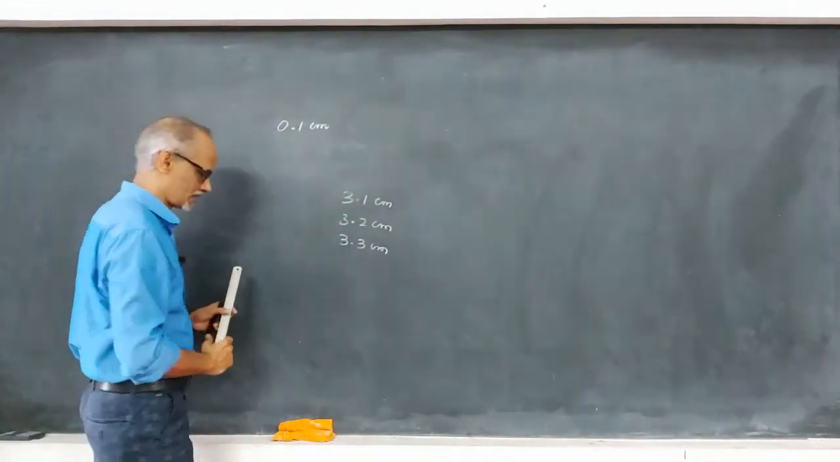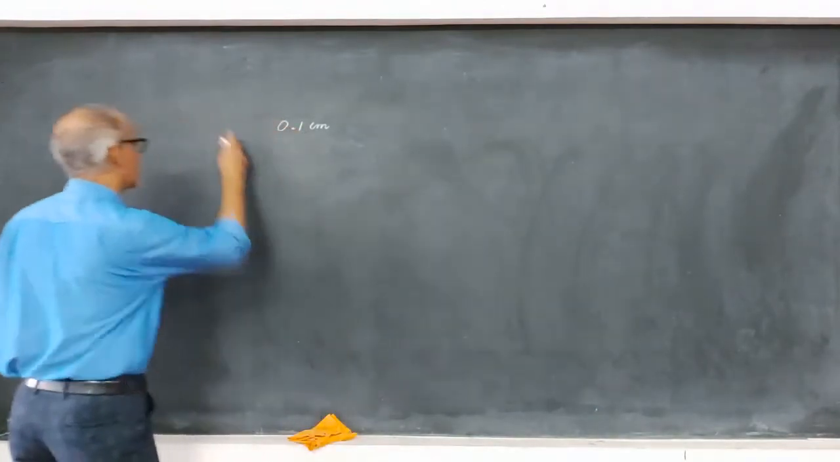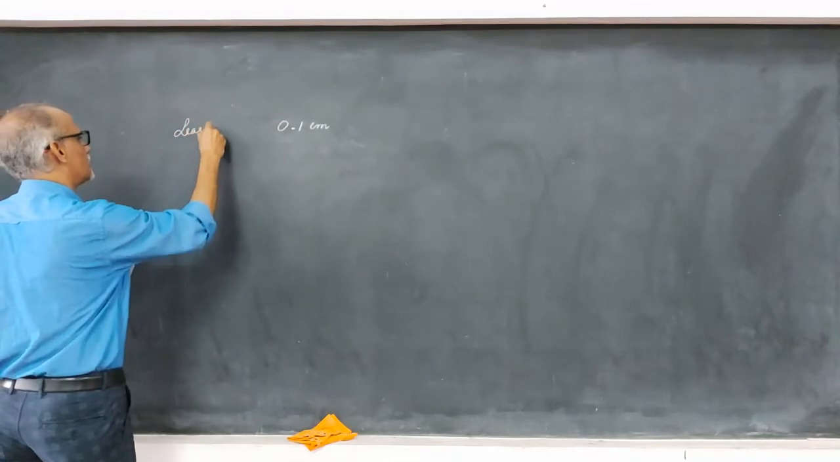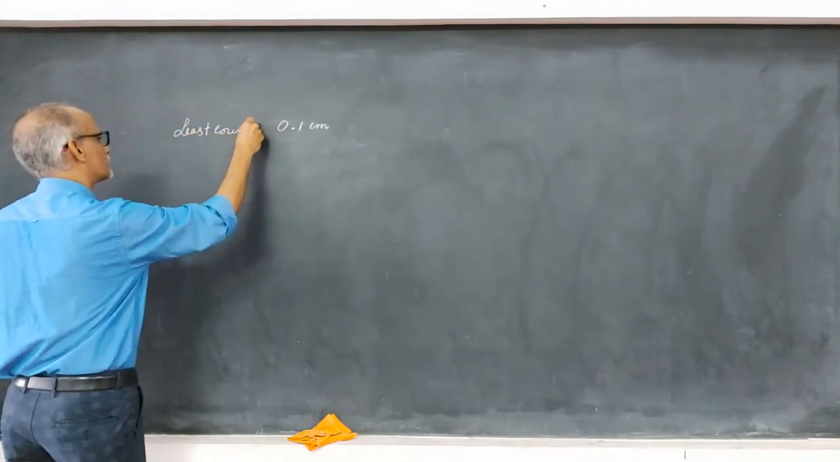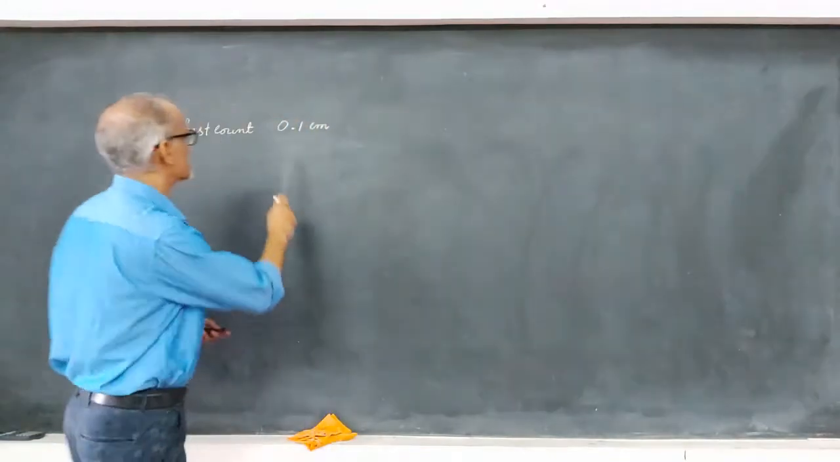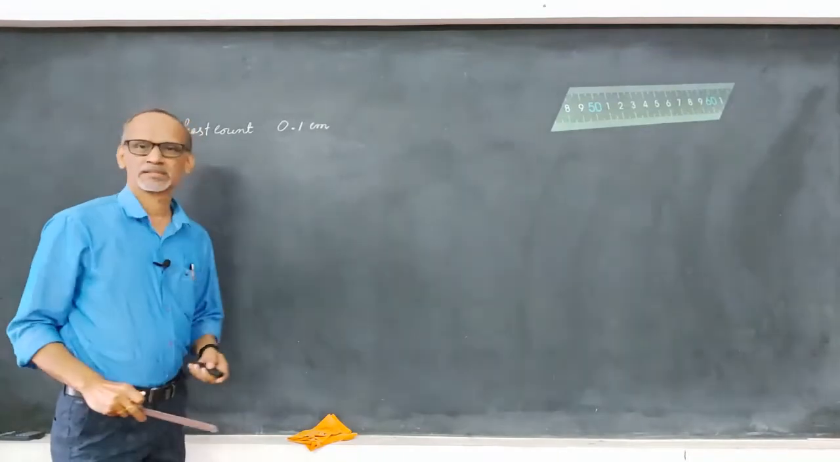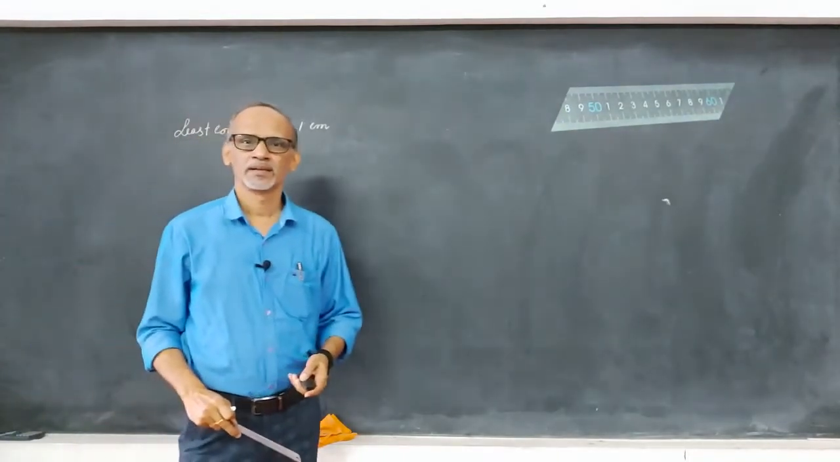So, the least value that one can measure using any device is called the least count. So, the least count of the meter scale is 0.1 centimeter. So, that is the image of the meter scale.